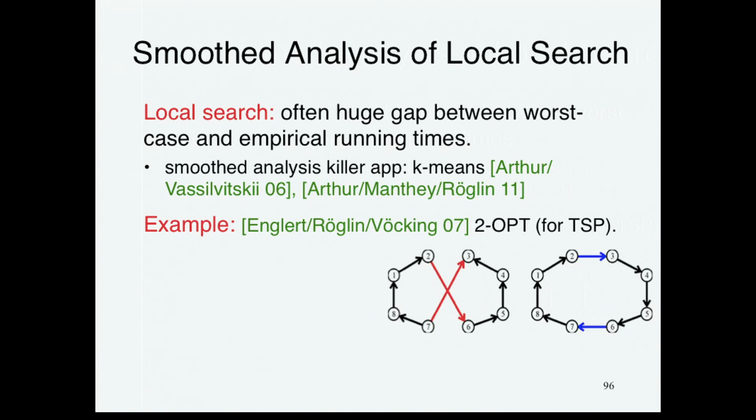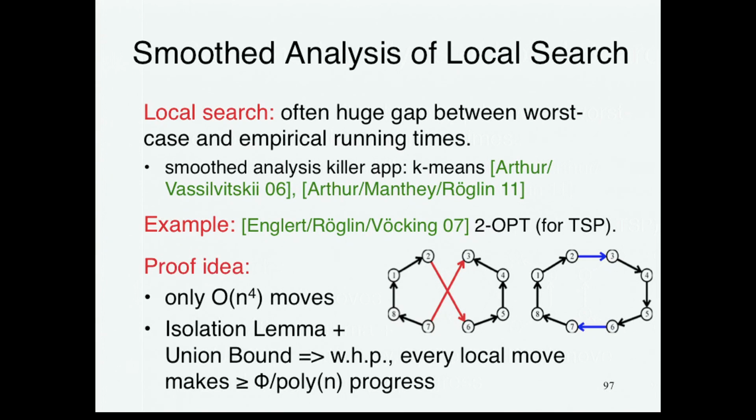Okay. So Englert, Röglin, and Vöcking analyzed this 2-opt heuristic, and actually they work hard to prove some really good smooth running time bounds of the 2-opt heuristic. I just want to show you that if we're willing to be sloppy with the polynomial time bound, if we're willing to have kind of a bad polynomial bound, we could do this very easily. Okay? So what's the idea? The idea is basically to just combine the isolation lemma with the union bound. All right? So let me say more.